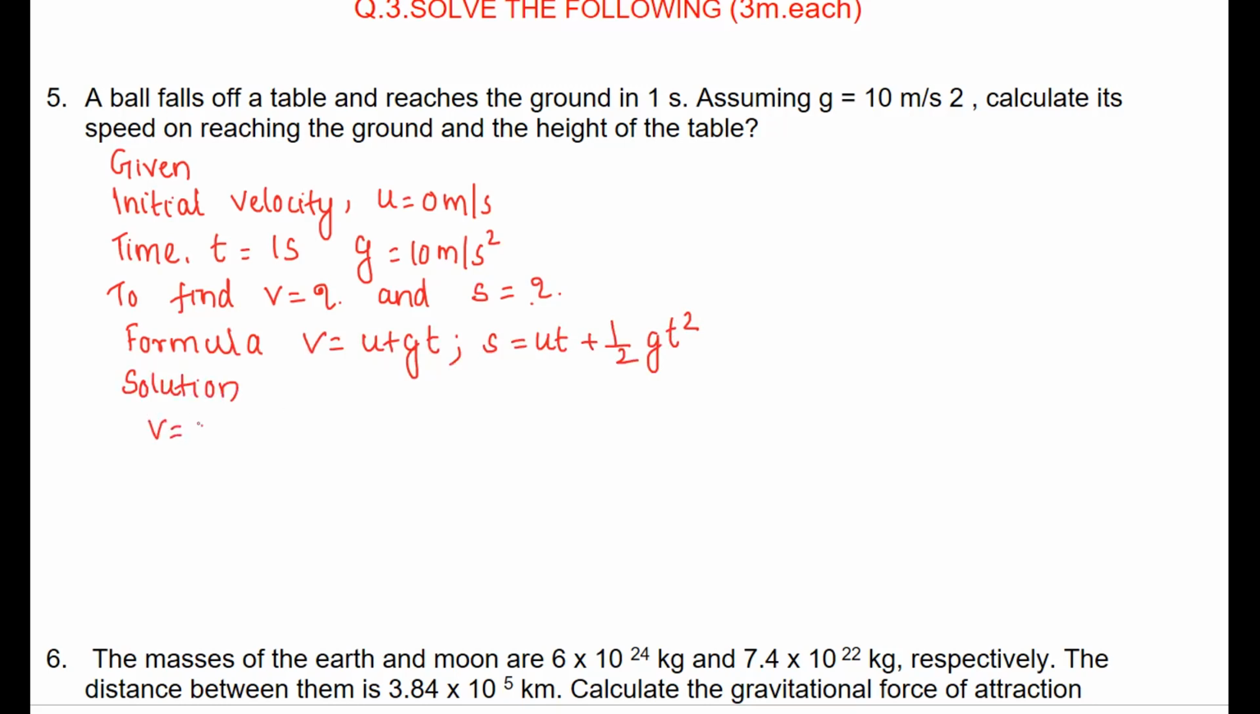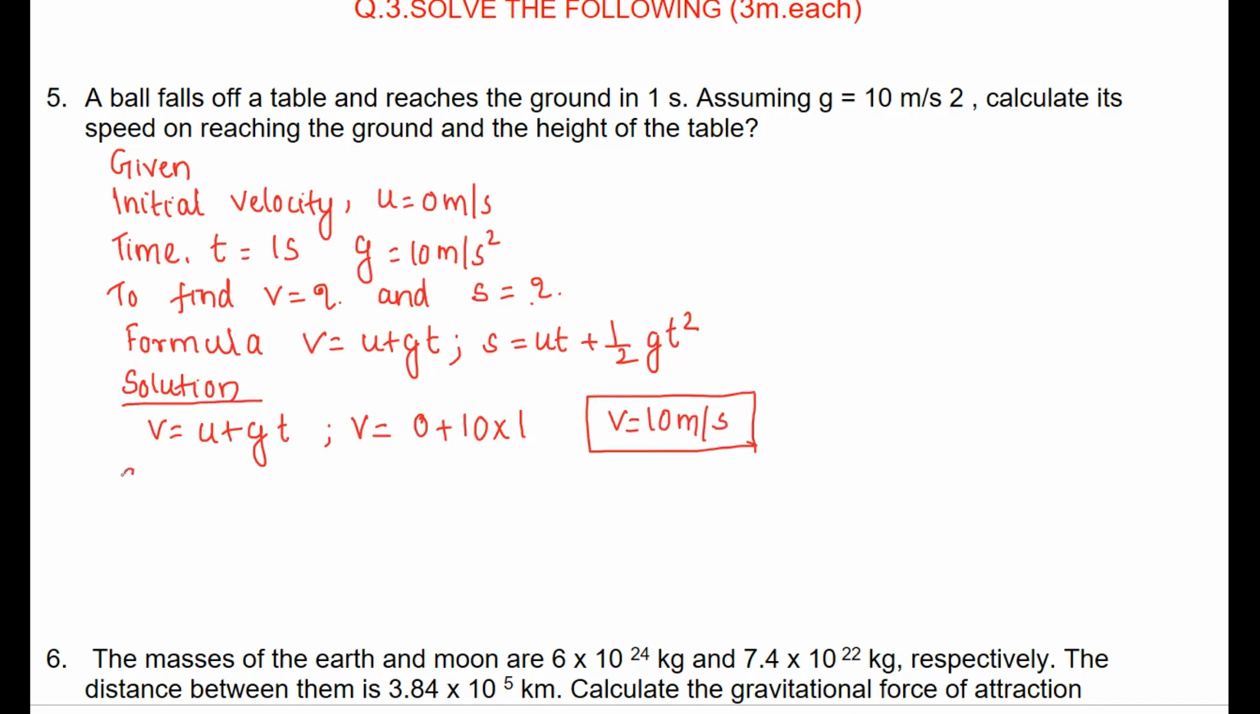v is equal to u plus gt. On substituting the values, we will get v is equal to u is 0 plus g is 10 and time is 1. So 10 into 1 is equal to 10. So we got v is equal to 10 meter per second. This is the speed on reaching the ground.